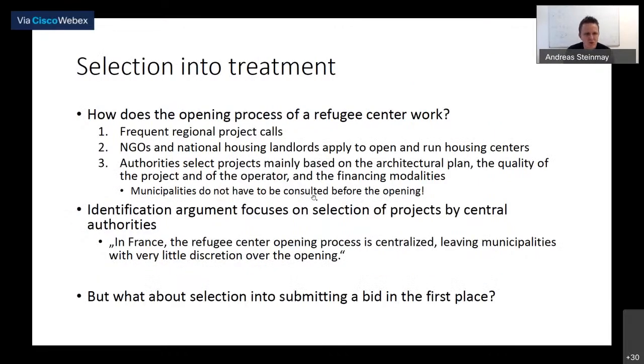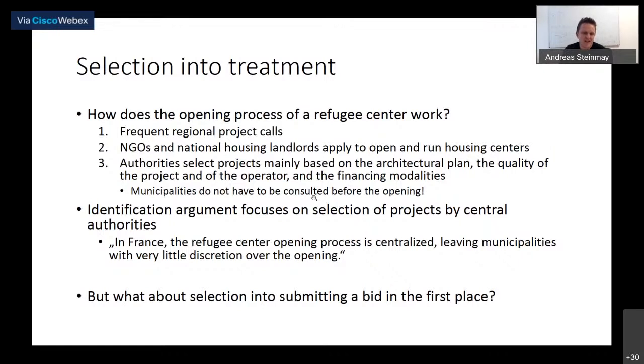In terms of selection problems, the opening process has several steps, and I think you very much focus on the third step. There is this regional call, then NGOs and national housing landlords apply, and then the authorities select projects. Your argument for exogeneity of the treatment really hinges on the third point, that the central authorities select projects based on logistic reasons.